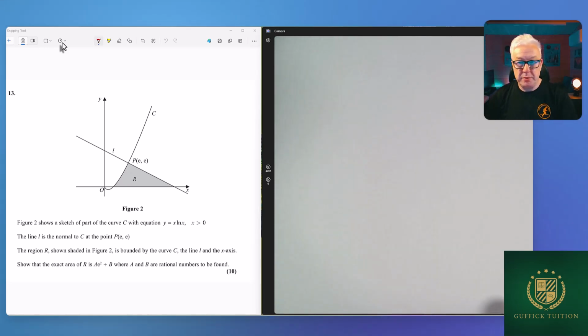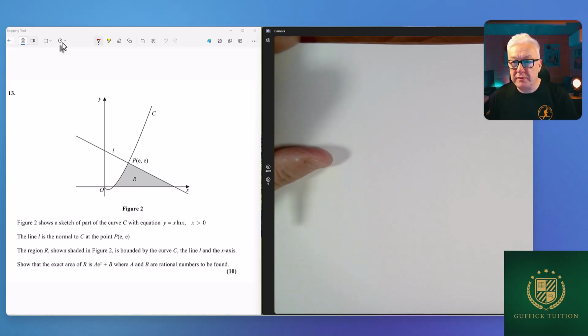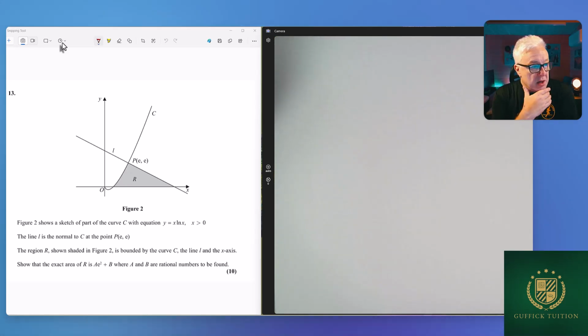10 marks, so a super nice kind of integration question. Very, very important to know how to do these. So where are we going to start then?